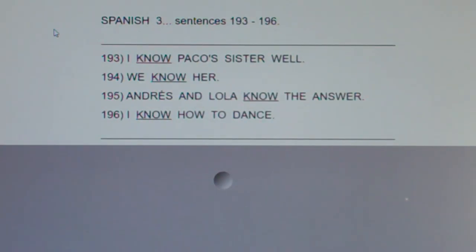This is Spanish 3, sentences 193 through 196. I'm going to say the following 4 sentences in English, then Spanish, and then clap. And after I clap, I'd like you to repeat just the Spanish sentence with me.